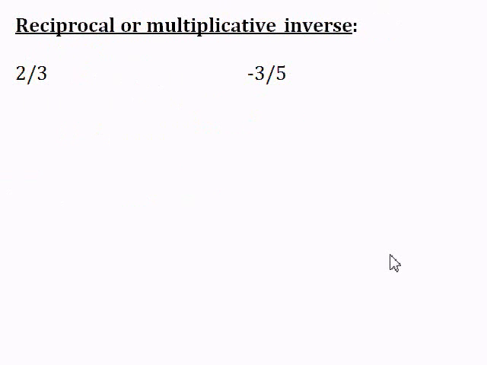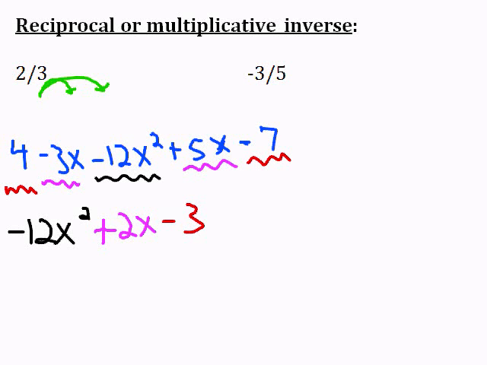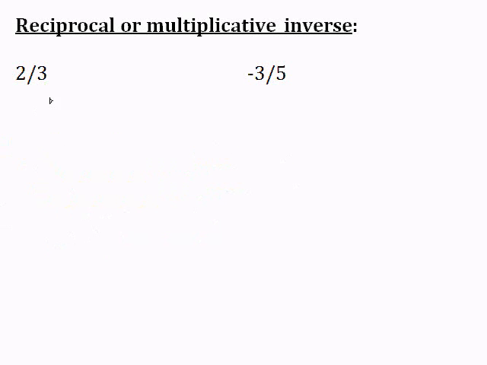As a quick review, since we're going to need it for this video, let's talk about reciprocal real quick. Reciprocal, or the multiplicative inverse of 2/3, is 3 over 2. The reciprocal or multiplicative inverse of negative 3 over 5 is 5 over negative 3. Again, the reciprocal or multiplicative inverse means that you flip the fraction upside down.